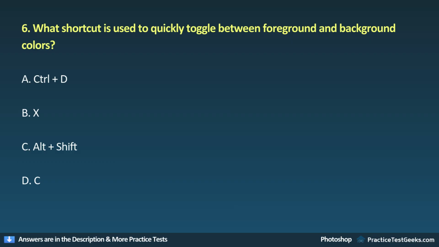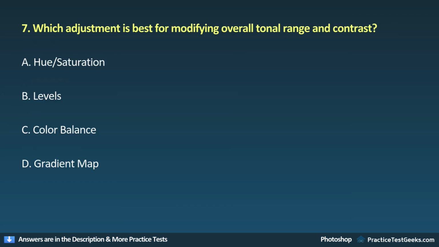6. What shortcut is used to quickly toggle between foreground and background colors? A. Control D. B. X. C. Alt Shift. D. C. 7. Which adjustment is best for modifying overall tonal range and contrast? A. Hue saturation. B. Levels. C. Color balance. D. Gradient map.